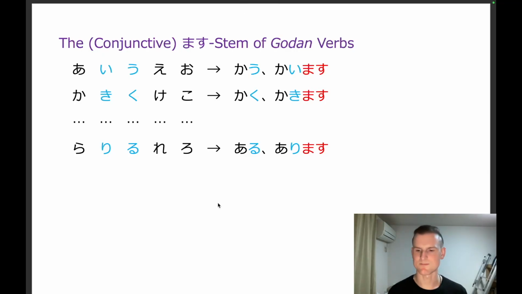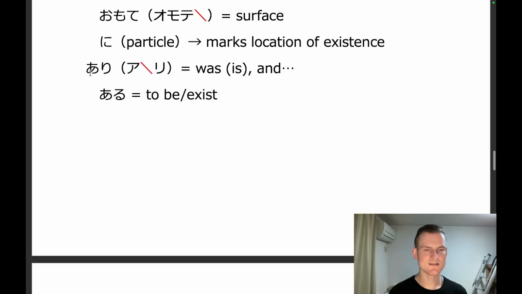So let's go back to the passage and we will see here ari. Remember, this is the masu stem. So we make the masu form, chop off the masu. Ari, it means was, is, and. Okay, it has a conjunctive meaning in this case. Hope that makes sense. If it didn't, ask me a question in the comments section and I will respond.